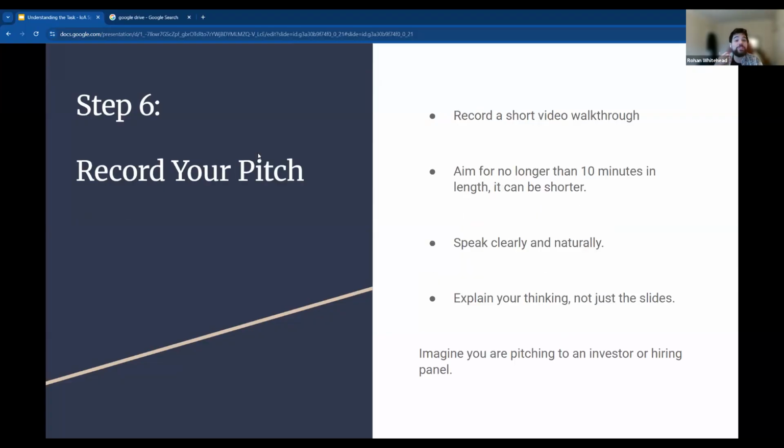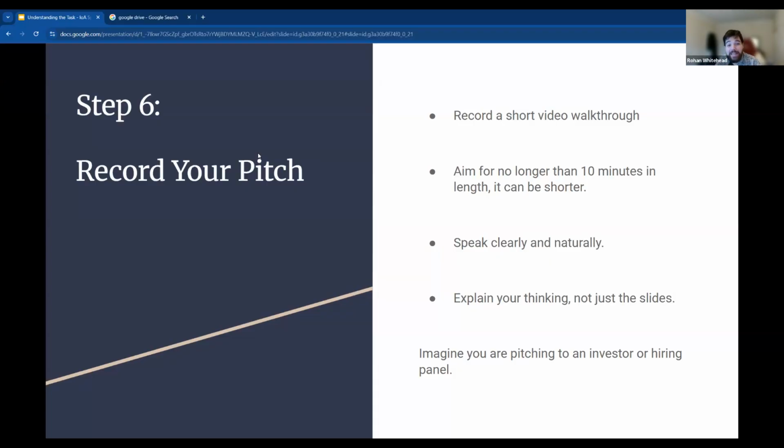And then when it comes to recording, we do want all of your submissions to be recorded with vocal narrative over the slides. It is preferred if you are on video, however, this is not mandatory. This just is more in line with what will be expected in real-world hiring environments. So you're going to want to record a short video walkthrough of your pitch. Aim for absolutely no longer than 10 minutes in length. This is too long, but it can be much shorter if you are able to convey the detail you need succinctly and concisely. Make sure you focus on speaking naturally and clearly so that we can understand what you are saying and you are not waffling or adding too much verbiage to your presentation.